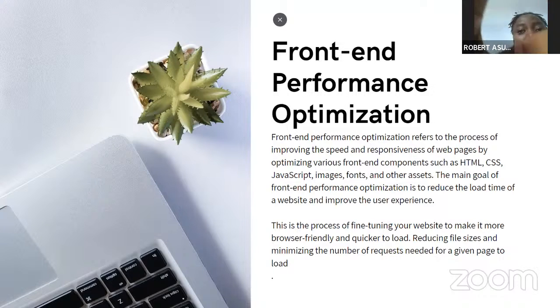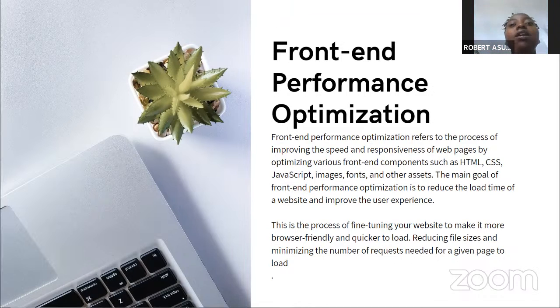Let me make sure I'm speaking clearly, because I'm having a small technical glitch over here. All right, so let's begin with what front-end performance optimization is. It refers to the process of improving the speed and responsiveness of web pages by optimizing various front-end components such as HTML, CSS, JavaScript, images, fonts, and other assets.